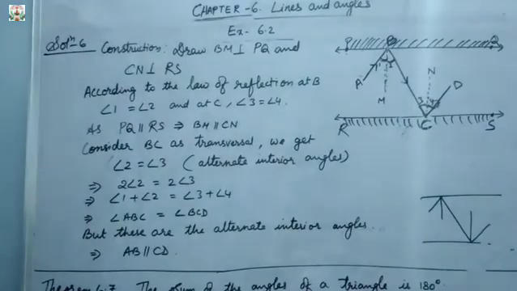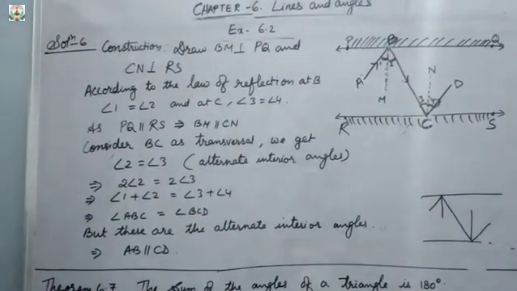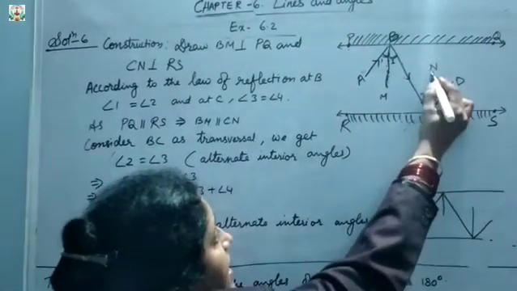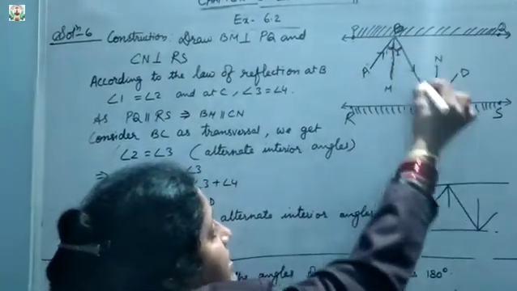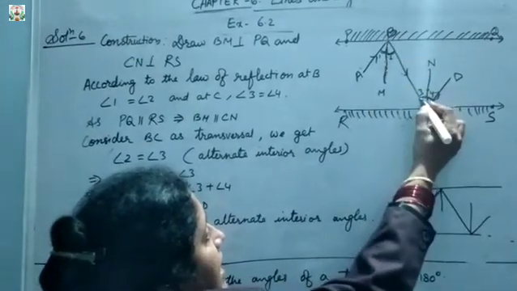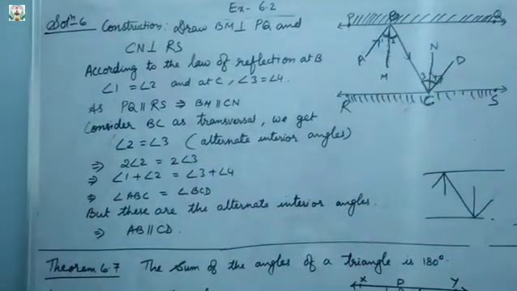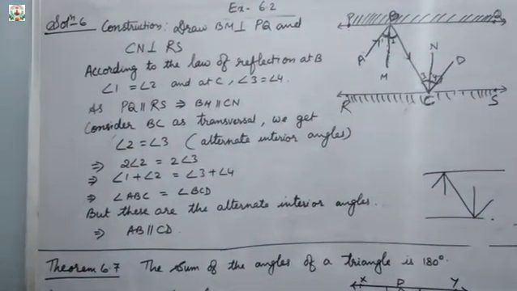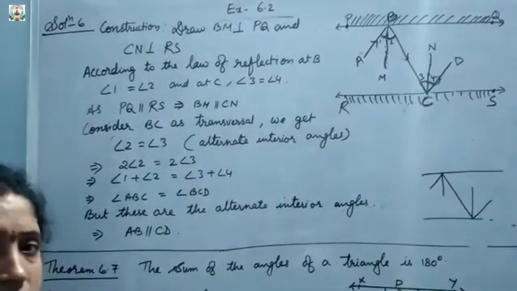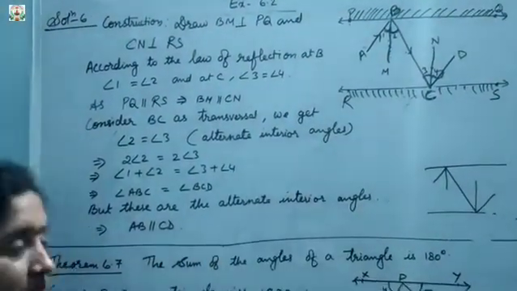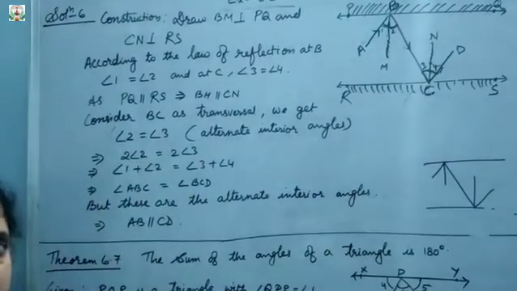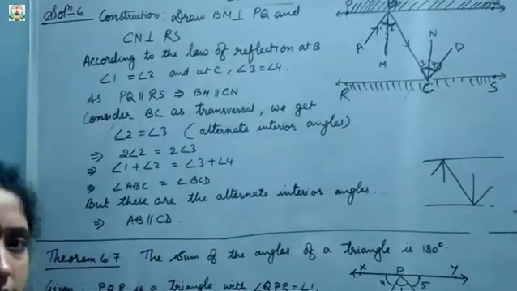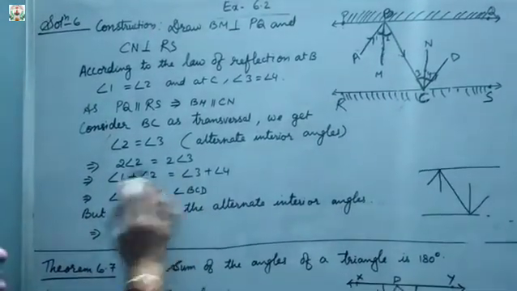Does it not? Because they form what? Alternate interior angles. If this line and this line are parallel and BC is a transversal, then angle 2 and angle 3 will be equal because they form what? Alternate interior angles. So angle 2 equals angle 3, alternate interior angles. Now multiplying 2 on both sides, what will we get? 2 angle 2 equals 2 angle 3. We are multiplying 2 on both sides.